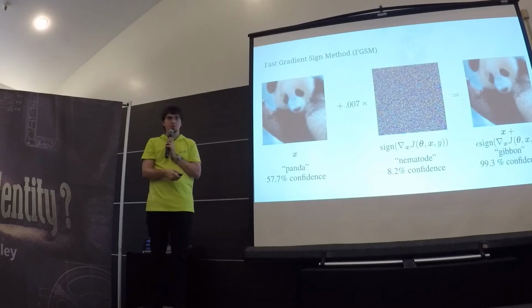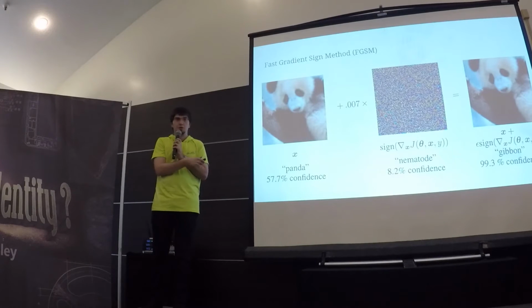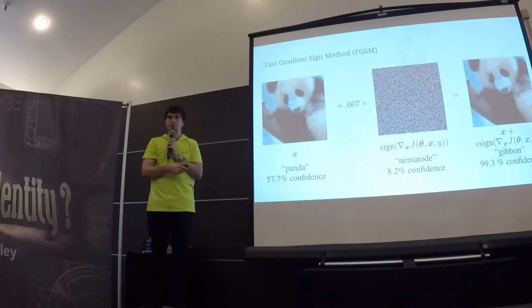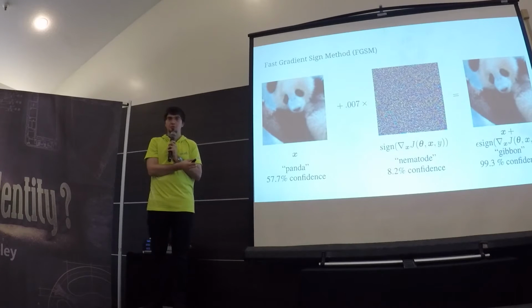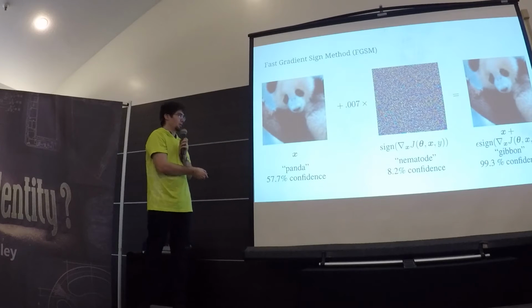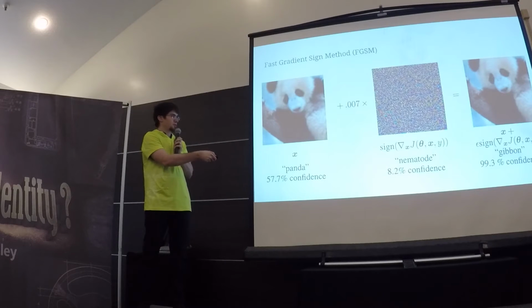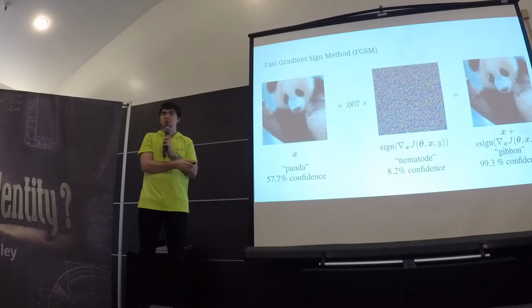We can also make these images very, very quickly using a single step of the gradient. We use a special trick where instead of calculating the gradient itself, we just calculate whether each pixel should increase or decrease in value. And if we add a very small increase or very small decrease to each pixel, we will get a misclassified image in a single step with very high probability.